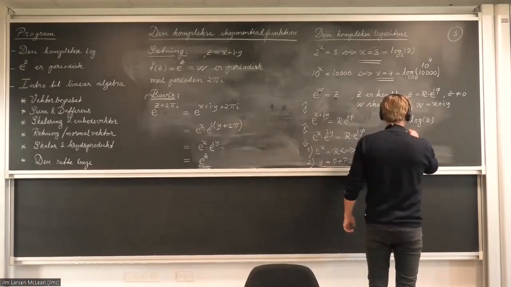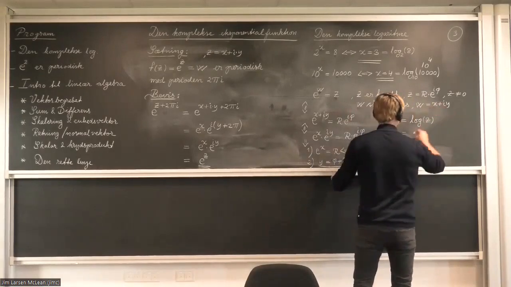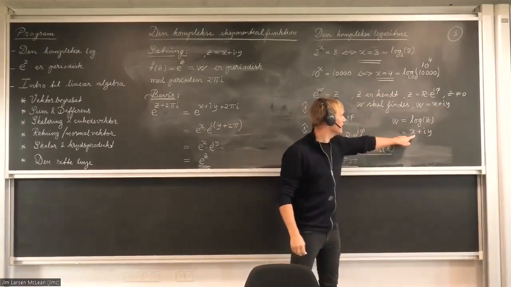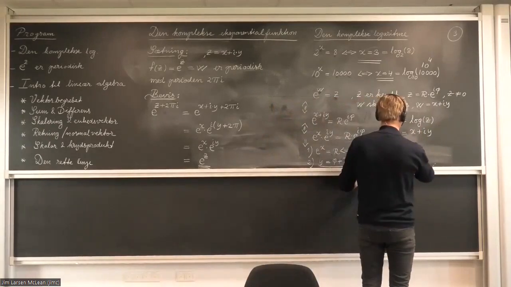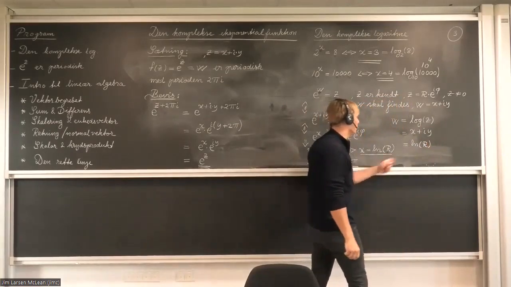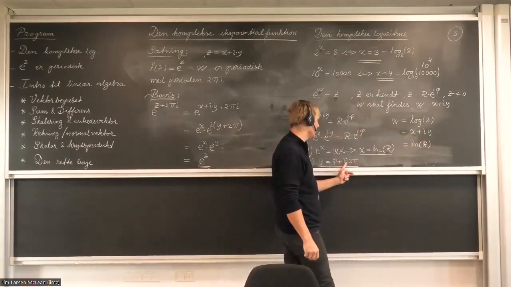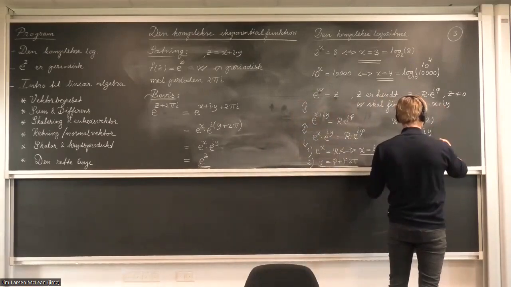So how do we write this? Well, what was w again? It was x plus i times y. So that's what I'll begin with. But I did find x was the natural logarithm of r. So this can be written as the natural logarithm of r. And I've also found y. It's phi plus p times 2 pi. And I've got to remember to multiply it by the imaginary unit i.